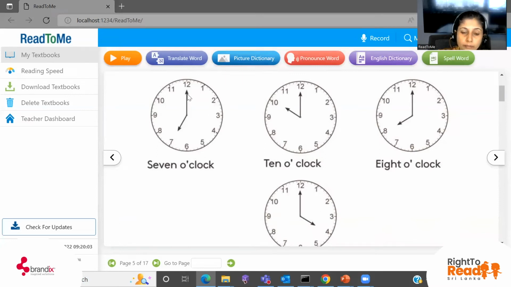And if the long hand is on number 12, we can say o'clock. That means when the shorthand is on number 2 and the long hand is on number 12, we can say it's 2 o'clock.